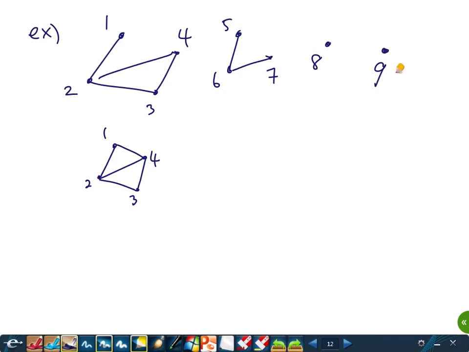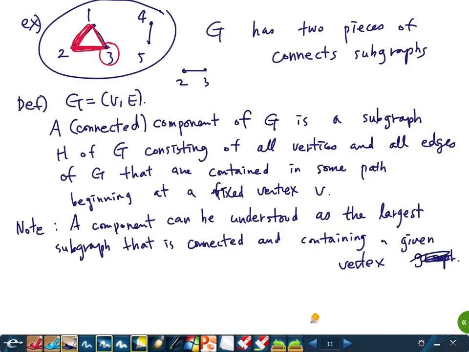What about this? Is this a connected component of this? This is some point where you may be a little confused. Or this. Is this a connected component of this? It has the largest possible graph containing this. Is this a connected component of this graph? Yes or no? Let's go back to the definition again. The important thing is a component is a subgraph of G. Must be a subgraph.